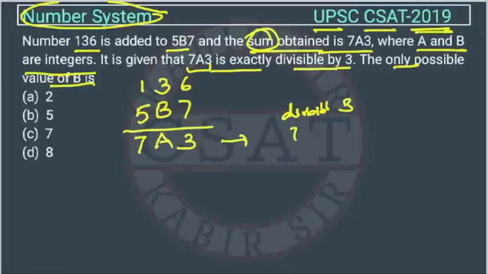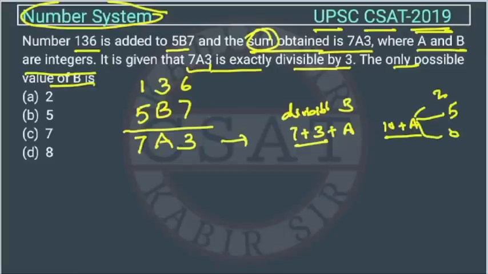So what is the property of divisibility by 3? We will add the digits, so this will become 7 plus 3 plus a, so this will become 10 plus a. Now this will become divisible by 3 only if, see, for divisibility by 3, the value of a will be either 2, so it becomes 12, then it will become divisible, or the value of a will be 5 because 15 is divisible by 3, or the value of a will be 8, right, because 10 plus 8 is 18, which is divisible by 3. I am using the concept of divisibility, right.